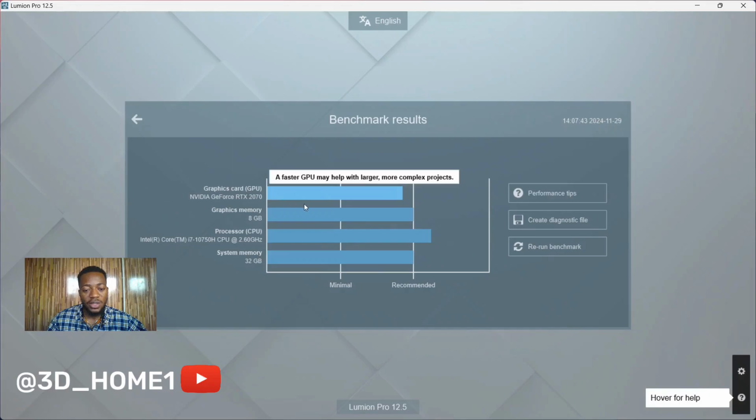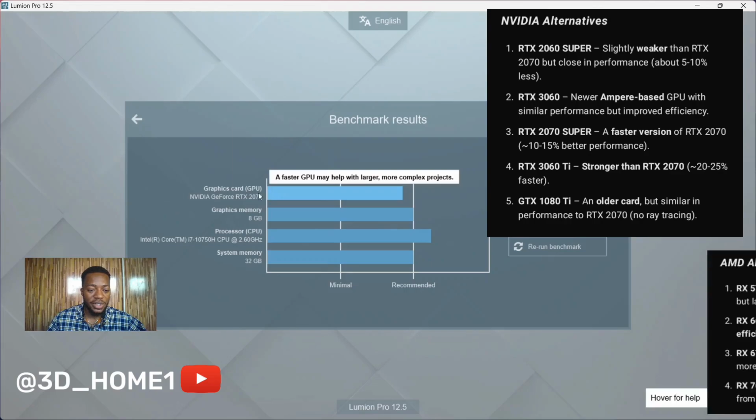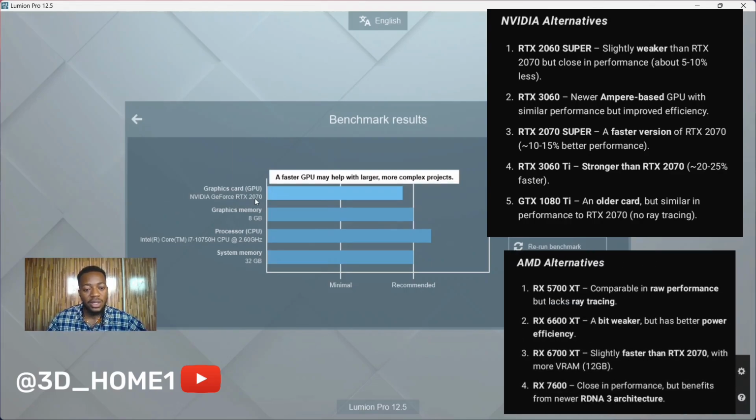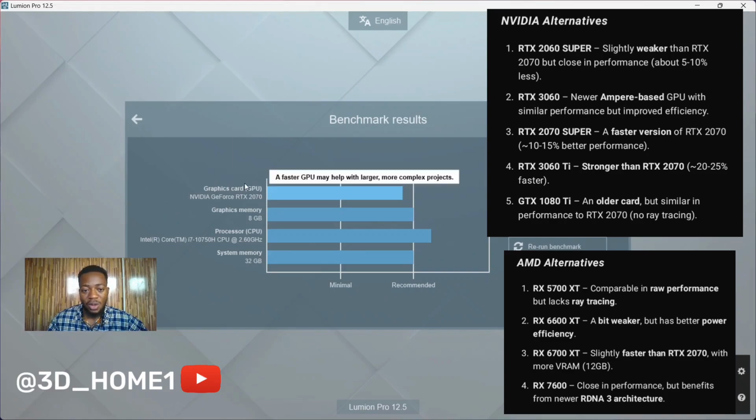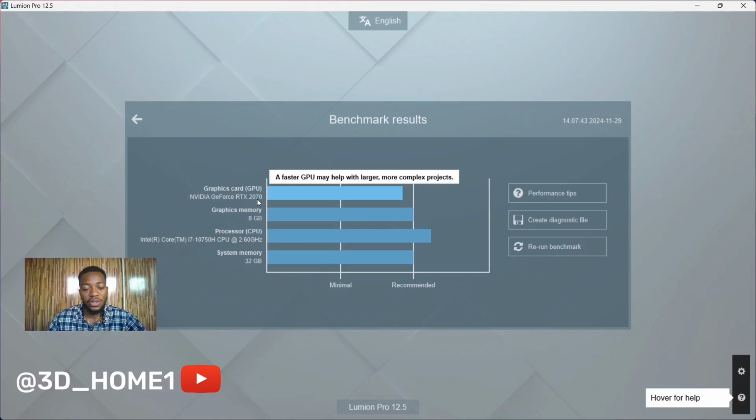For my own system to get up to this level, let's check what we have to get to recommended, and what we need so we don't go below minimal. First is the graphics card. This one is GTX 2070. There are other cards similar to this one that render almost the same work. I'll be dropping a list on the screen, so if you're getting a system that doesn't have this exact one, you can check through that list to make sure the system you're getting has at least one of those.